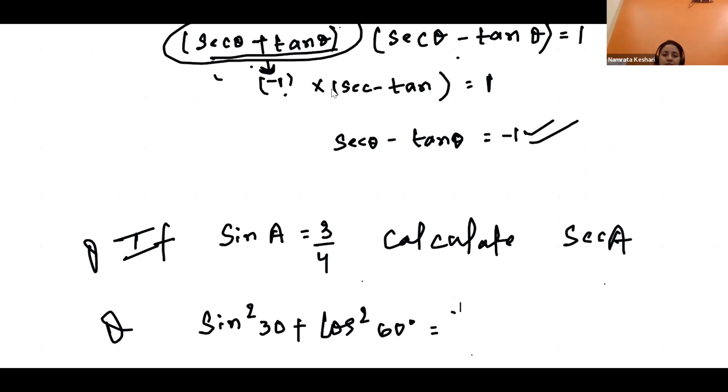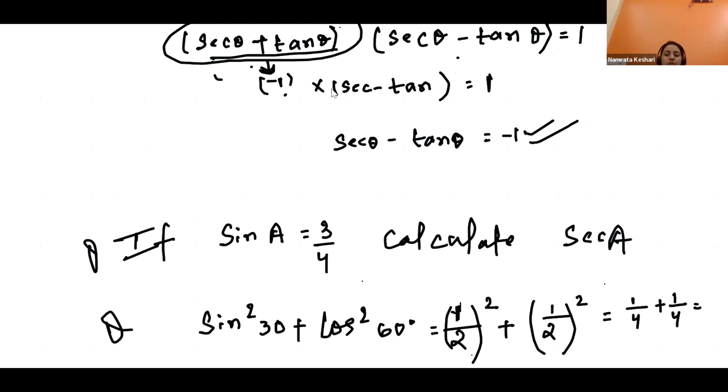Right, square, plus the cos 60 value. Cos 60 is 1 by 2. Yes, it is 1 by 2. So the simplification is that basic. 1 by 4 plus 1 by 4, and the answer is 1 by 2.